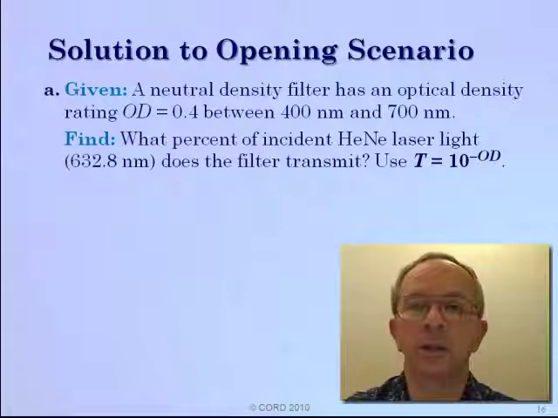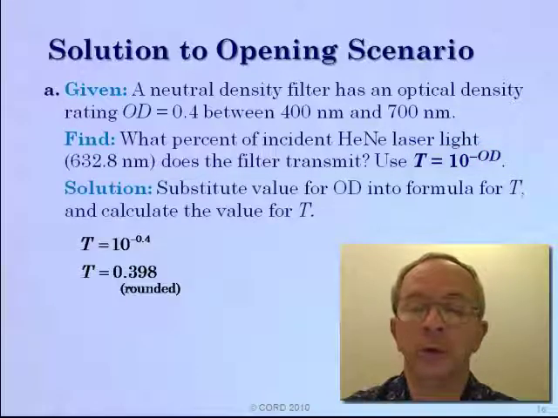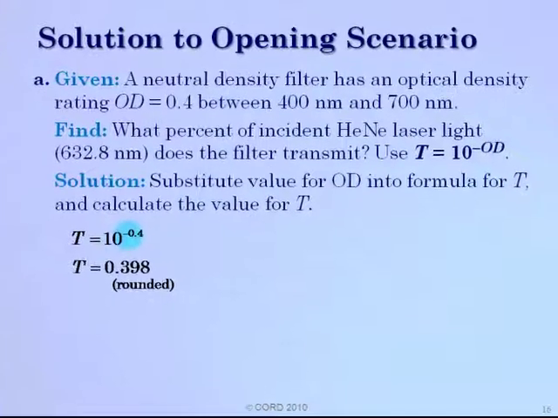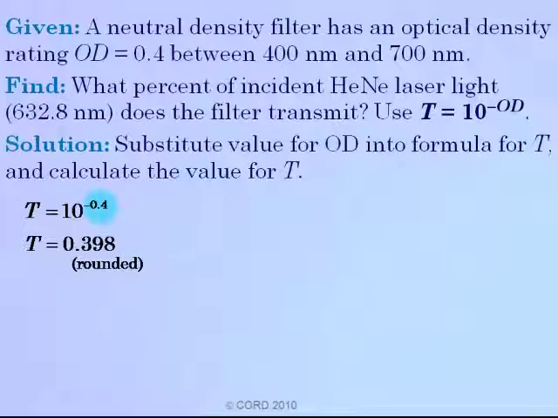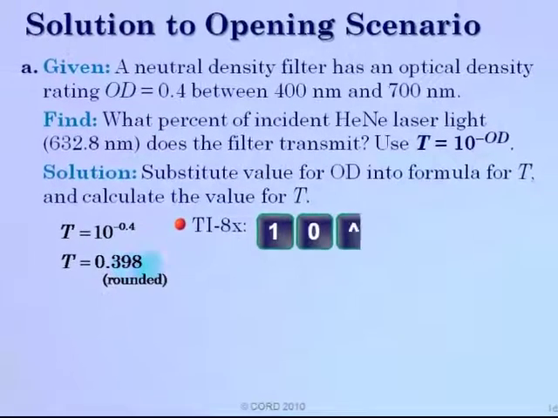Let's now look at the solution to the opening scenario. We now are ready to tackle that problem. A neutral density filter has an optical density OD of 0.4 in this wavelength range. What percent of our helium neon light, which is in that range, does that filter transmit? We can use our expression T is equal to 10 to the minus OD power. Well, we substitute the value for OD into the formula: 10 to the negative 0.4. That's our OD value. We can evaluate that. It comes out to 0.398 rounded.